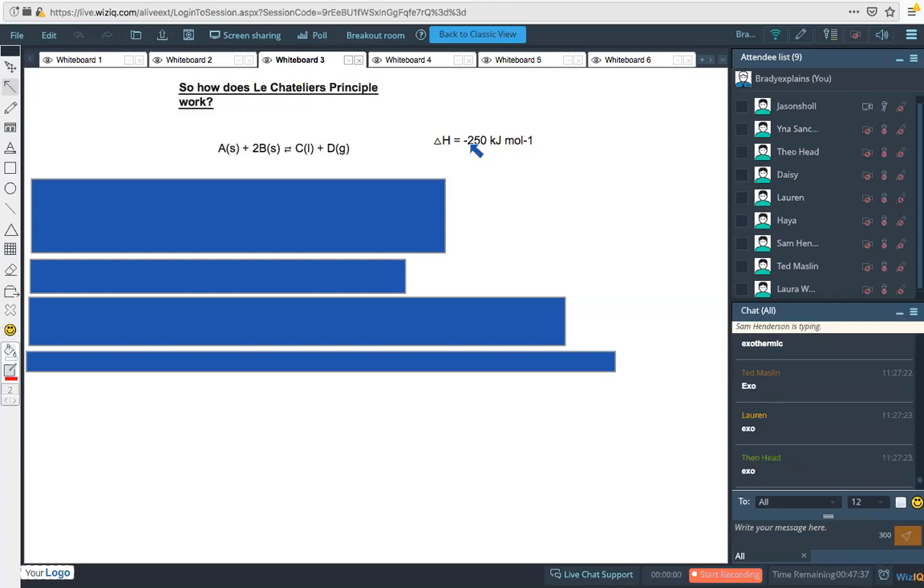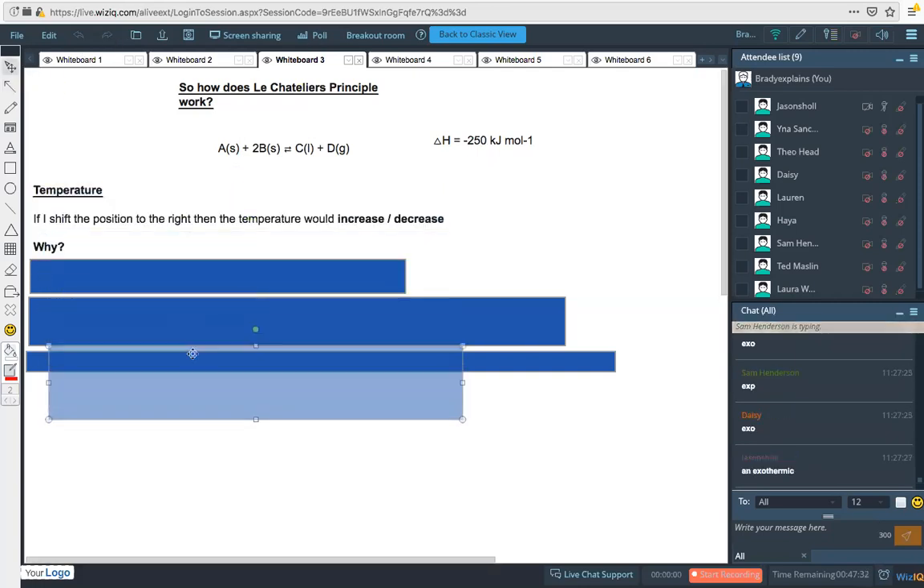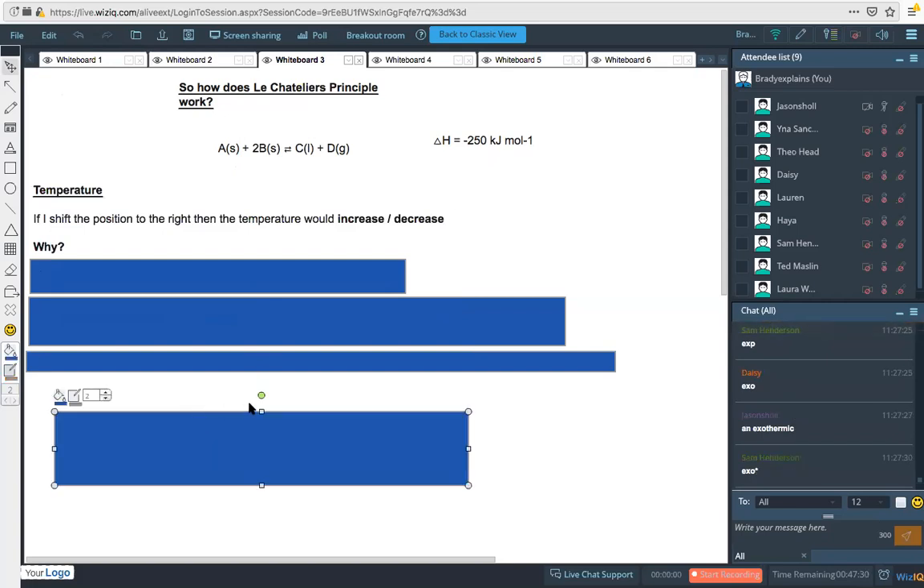Excellent, guys. Affirming you guys are in the know. Well done. All right, then. So if you could hold your answers back for this one. Type it in, but don't press enter yet. If I shift the position of equilibrium to the right, so my imaginary line is on this side now, what would that do to the temperature initially? Would it increase or decrease it, and why? I'd like a reason why. I'll give you a good minute or two to type in your answer, and then we'll all press enter together.